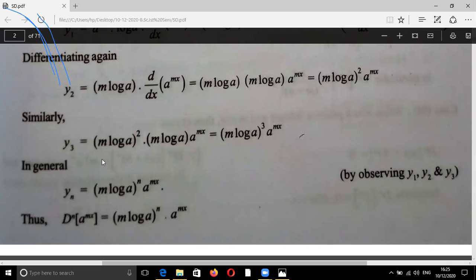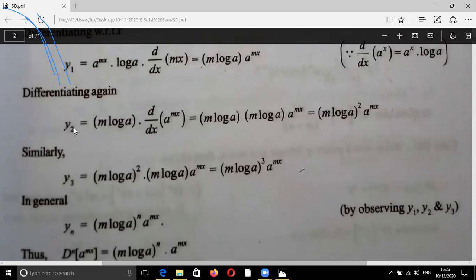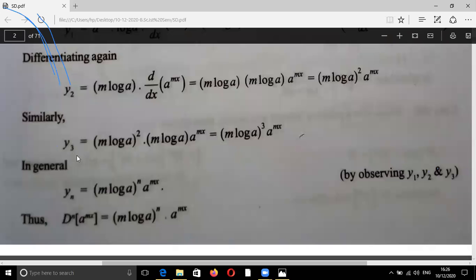Now in general, yn equal to what? You see y2 equals m log a to the power 2 into a to the power mx. Wherever 2 is there, you write 2; here 3 is there, so you get 3. Similarly, if you replace 3 by n, where y3 is there we get yn, and m log a to the power n. That means yn equals m log a to the power n into a to the power mx.